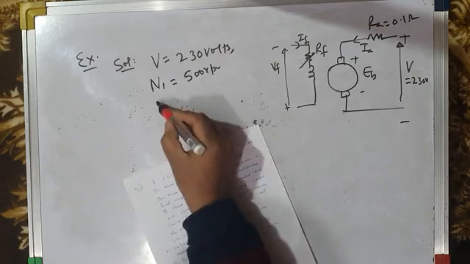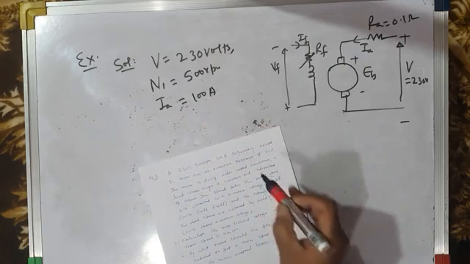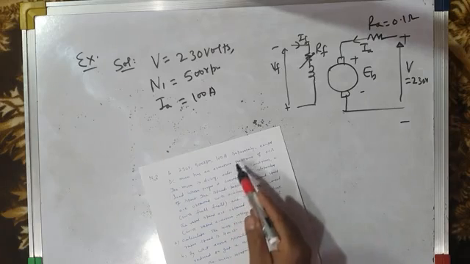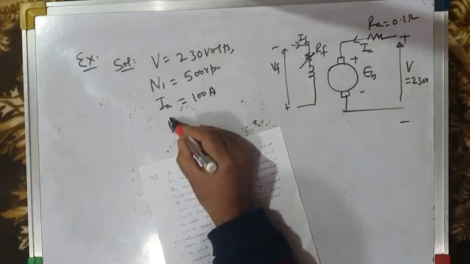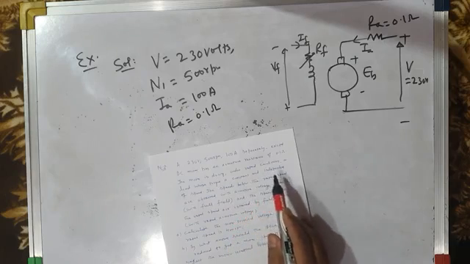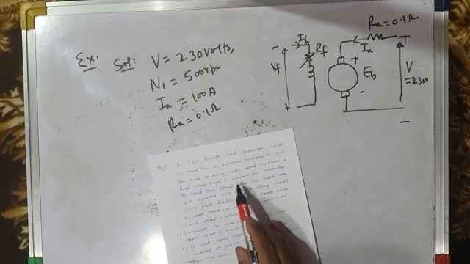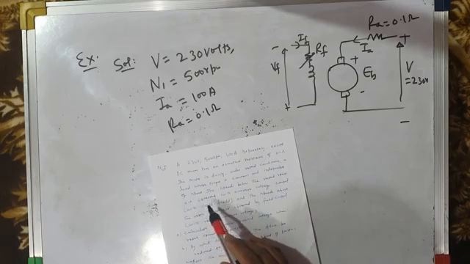100 ampere. That means armature current is 100 amperes. Under full load conditions, it draws a current of 100 amperes. The separately excited DC motor has an armature resistance of 0.1 ohm. Ra is given as 0.1 ohm. The motor is driving, under rated conditions, a load whose torque is constant. So it is driving a constant torque load, independent of speed.